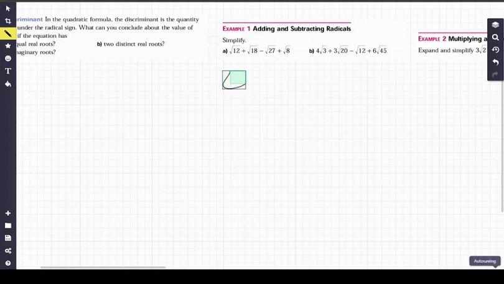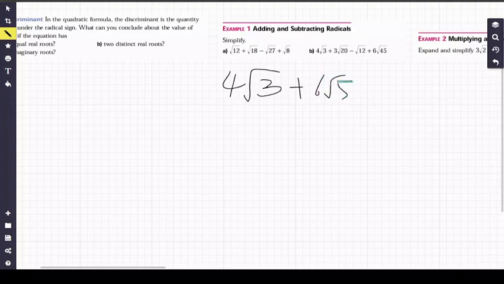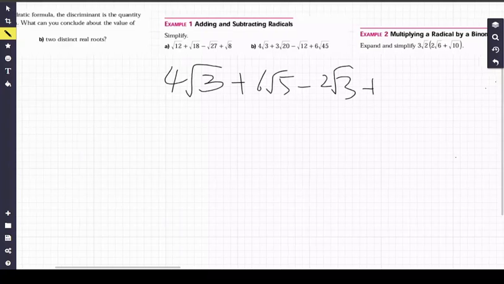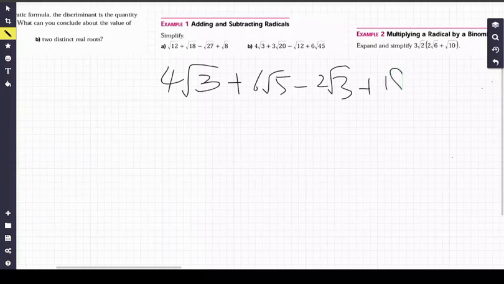Now let's quickly speed through b. Remember that root 20 is not fully simplified because we can take another 4 out of it. When we take the 4 out, it's 2. So 3 times 2 is 6, and then we have 6 root 5 minus 2 root 3 plus 6, and then out of 45 we can take out a 9, and that would be 3 root 5. So 6 times 3, that's 18 root 5.